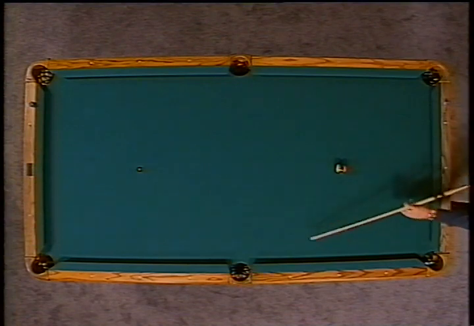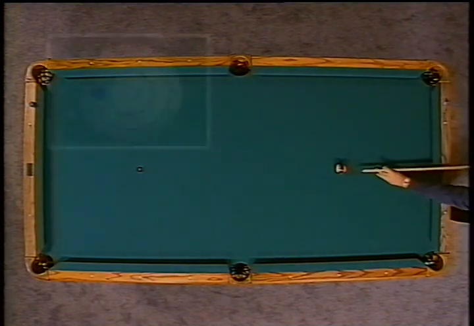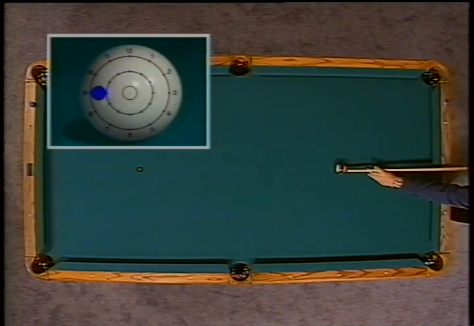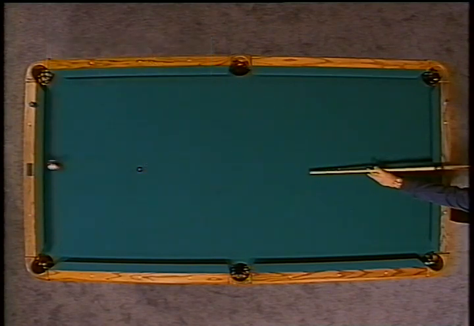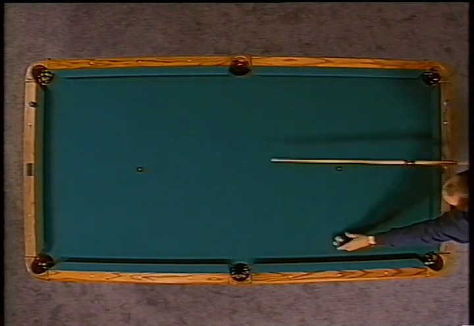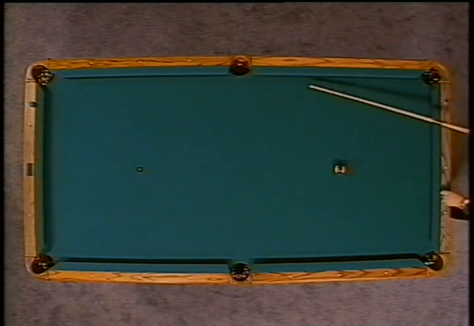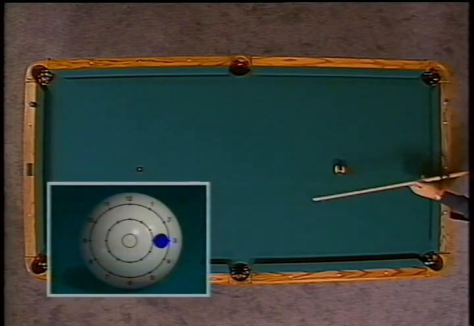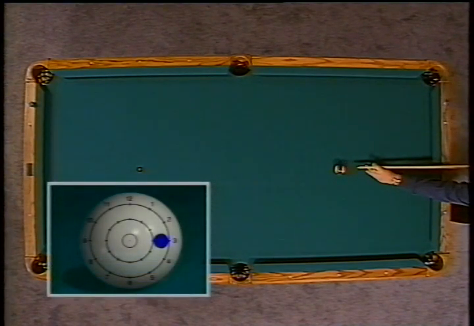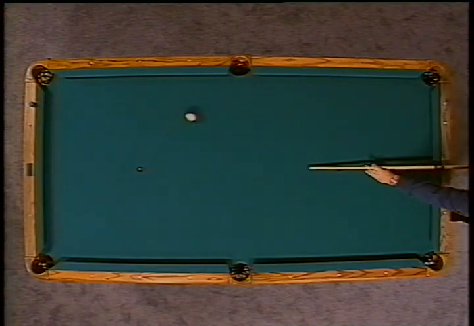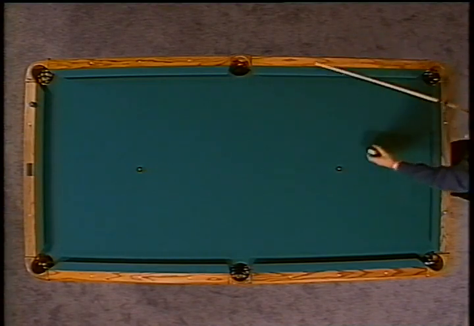Now, if I want the cue ball to come over in this area, I move the tip to the left side of the cue ball, and you'll see what happens when it hits the bottom rail. Likewise, if I want the cue ball to come on this side of the table, I'll shoot the ball with some right-hand spin and cause it to come on this side of the table.